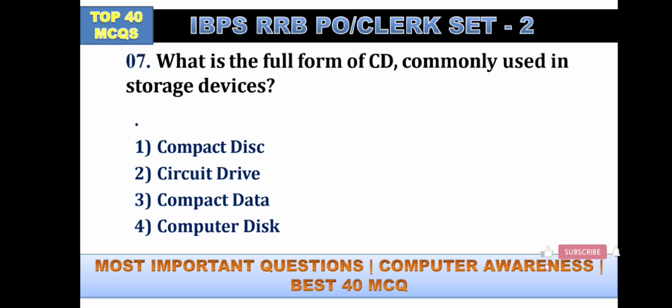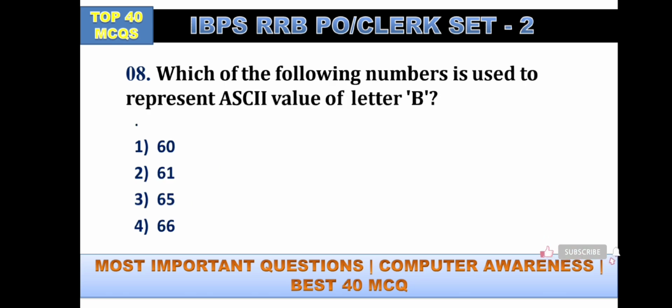What is the full form of CD commonly used in storage devices? CD means compact disc. Here the answer is option number 1, compact disc. Which of the following numbers is used to represent the ASCII value of letter B? Here letter B means capital B. Capital A represents 65, so capital B will be 66. Here the answer is option number 4, 66.